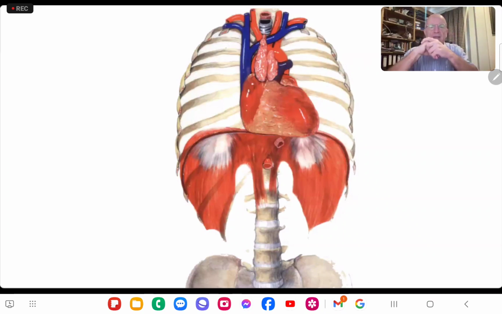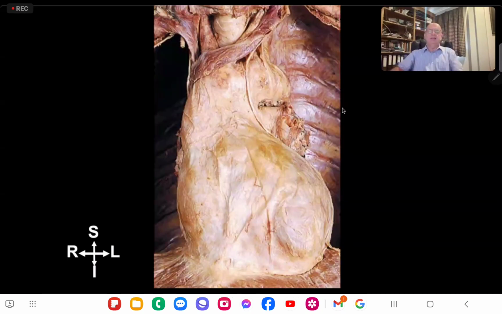So there's a difference between what happens in the right arm and the left arm in terms of the origin of its arterial supply. You need to appreciate that and understand that. I'll come back to that.